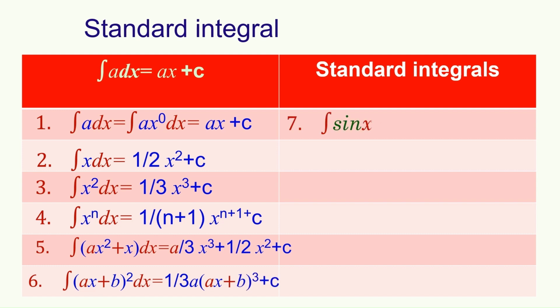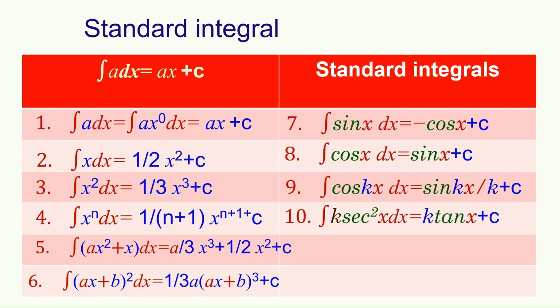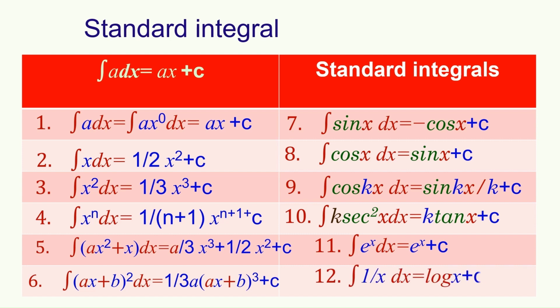Indefinite integral sin x dx equals minus cos x plus c. Indefinite integral cos x dx equals sin x plus c. Indefinite integral cos kx dx equals sin kx divided by k plus c. Indefinite integral k sec squared x dx equals k times tan x plus c. Indefinite integral e to the power of x dx equals e to the power of x plus c. Indefinite integral 1 divided by x dx equals natural log x plus c.